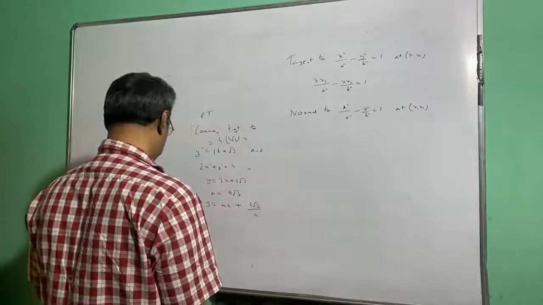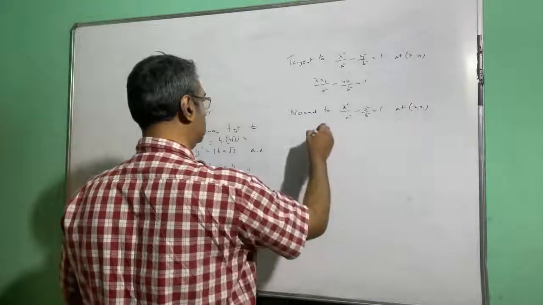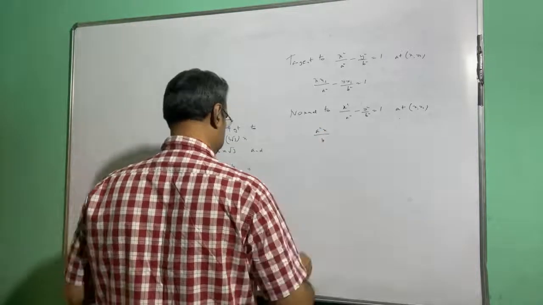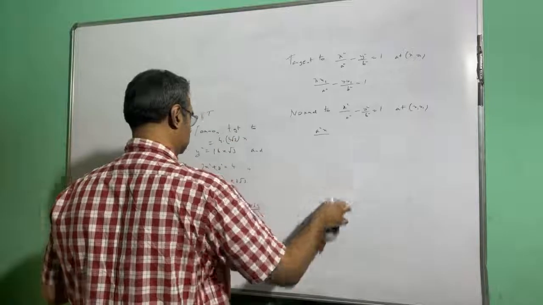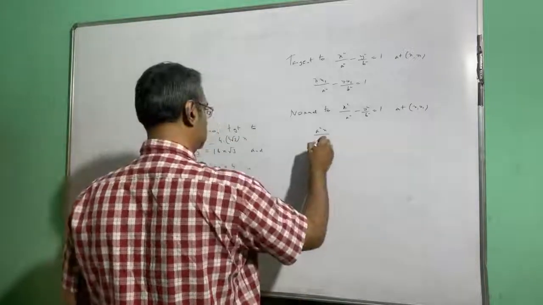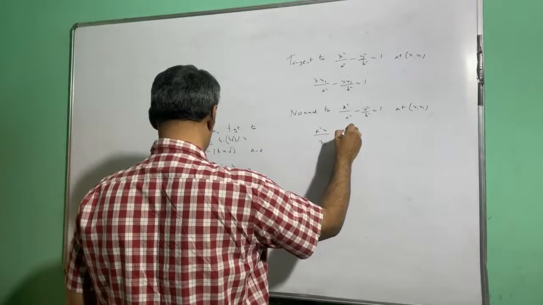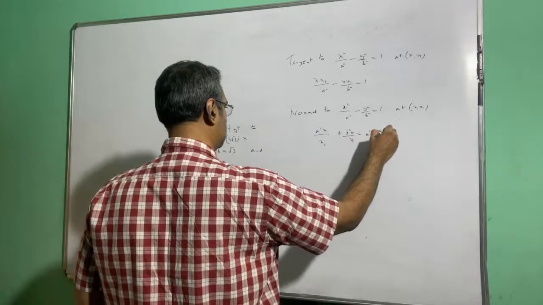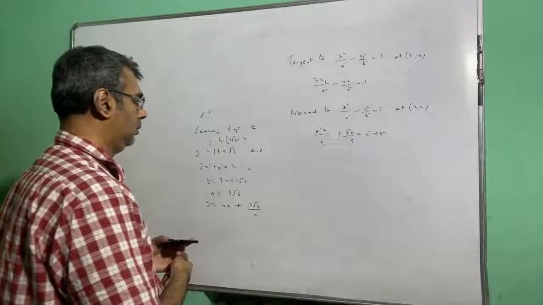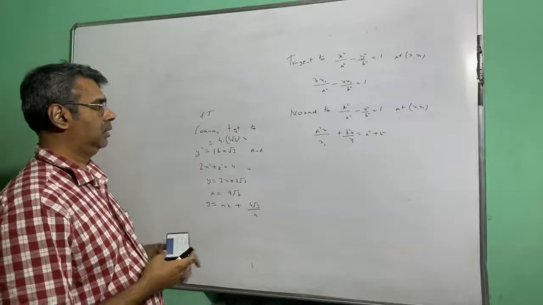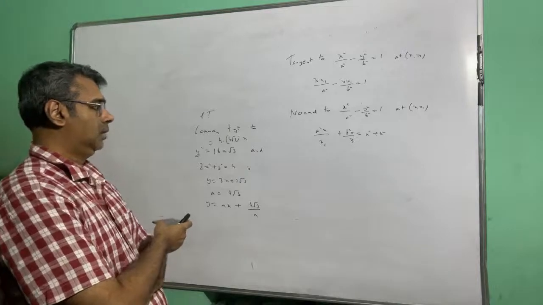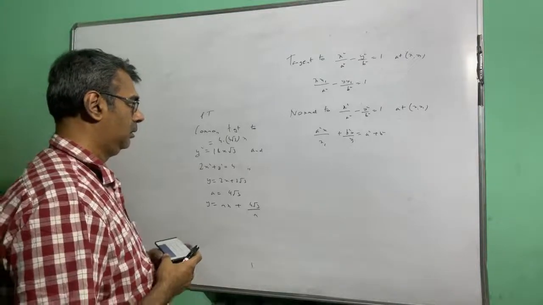So normal to x square by a square minus y square by b square equal to 1 at x1, y1 is a square x by x1 plus b square y by y1 is a square plus b square.